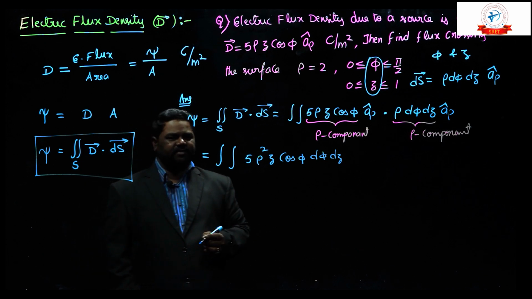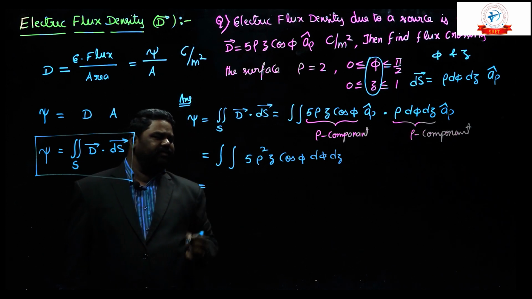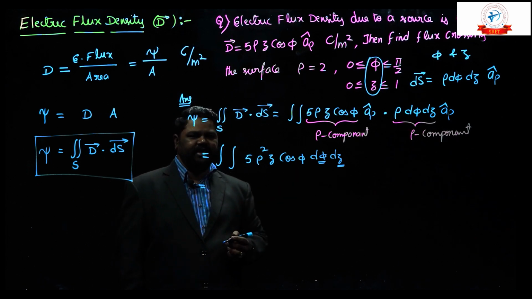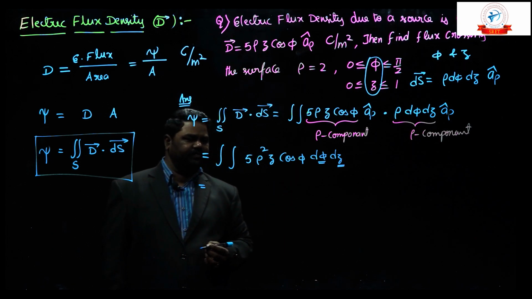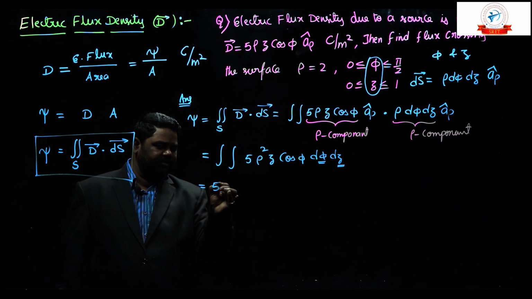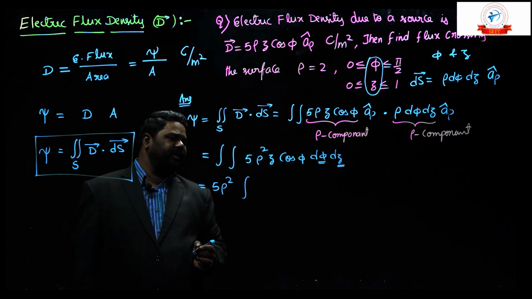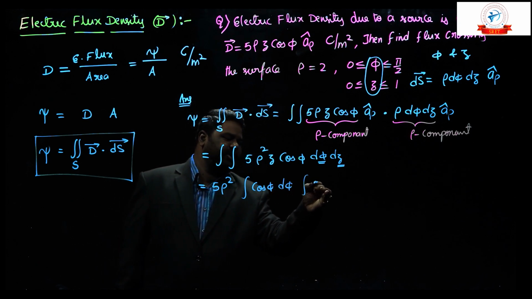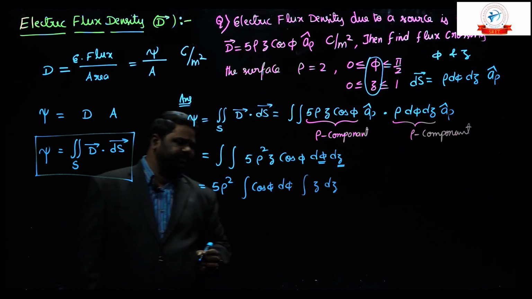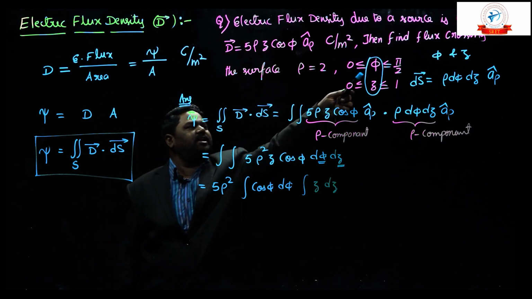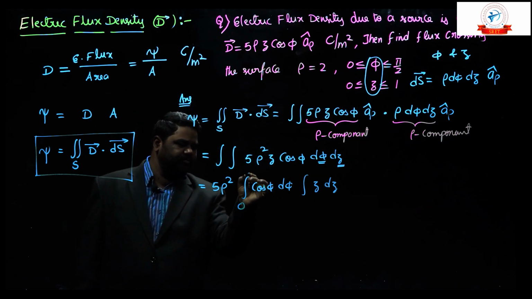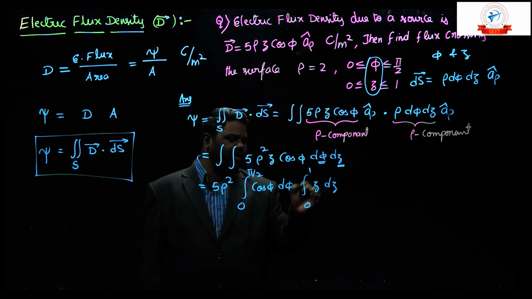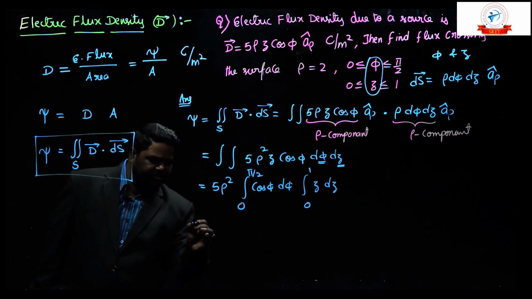Now let us evaluate this integration. Here we need to integrate with respect to phi and with respect to z. Separate the integration with phi and the integration with z. Here rho square is a constant: 5 rho square, integral of cos phi d phi, integral of z dz. What are the limits of phi? The phi limits are 0 to pi by 2. And what are the limits of z? That is 0 to 1. So just evaluate this integration.